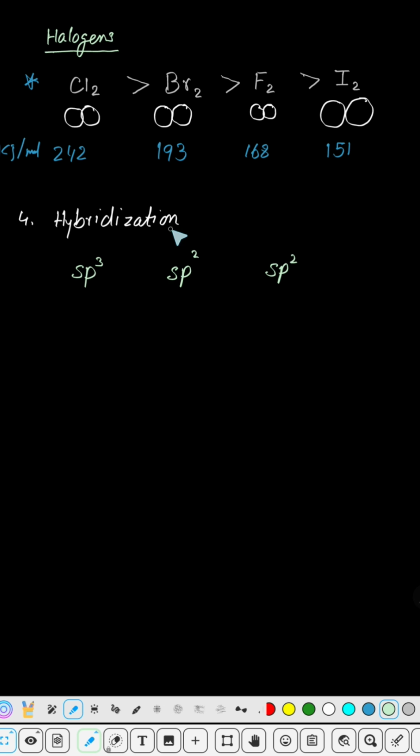Another factor is hybridization. sp3 hybrid bond has less bond energy than sp2 hybrid bond, and sp2 hybrid overlapping is less than sp hybrid bond. Why? Because in sp3 we have percent of s character 25%, while in sp2 it is 33.3%, and in sp it is 50%. This shows that percent s character is directly proportional to bond energy.